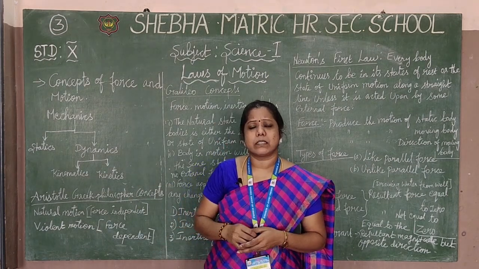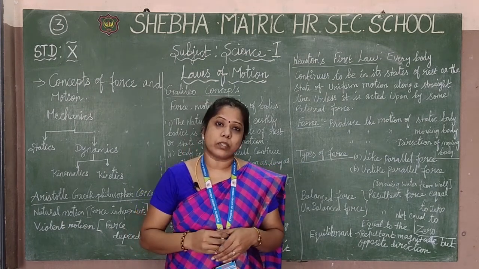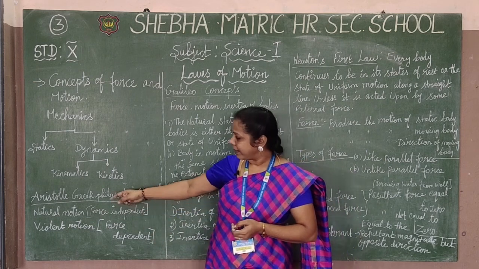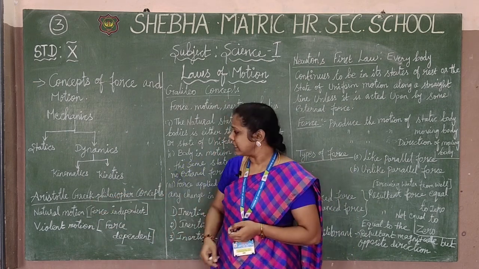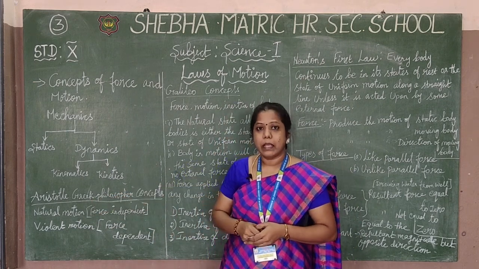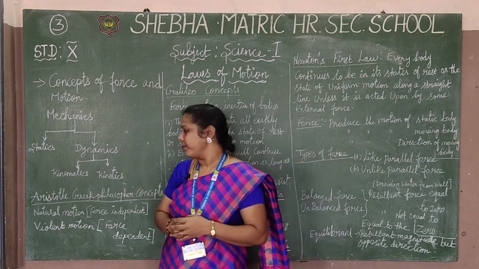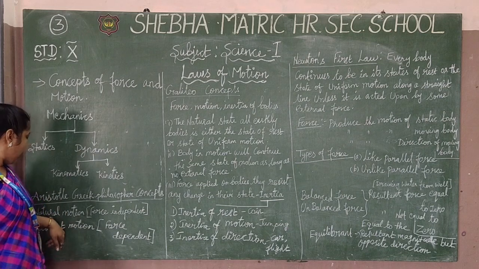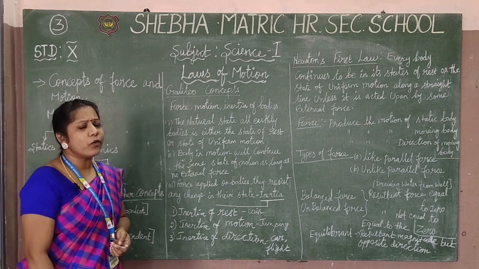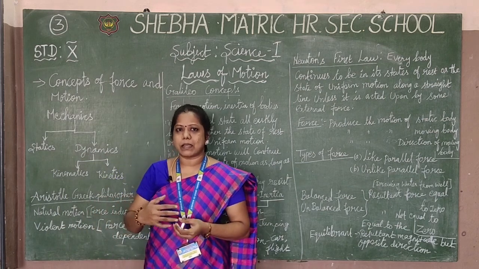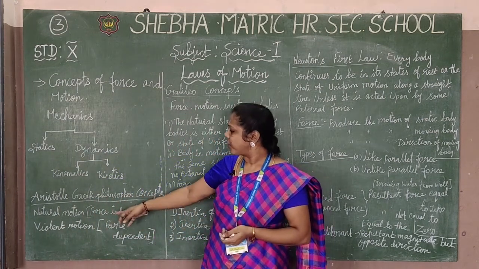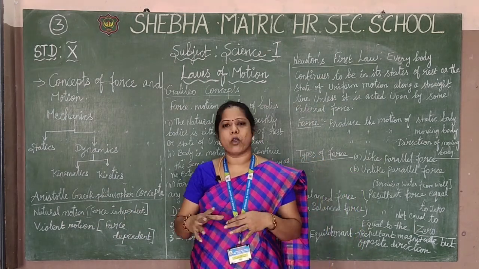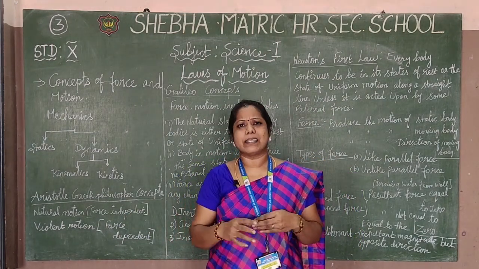Many scientists proposed many things about force. For example, I am going to tell about some scientists' proposals, starting with Aristotle. Aristotle was a great Greek philosopher. He also proposed a beautiful concept of force, that is natural force and violent force. What is the understanding of natural and violent? Natural force is independent of force. Independent means it does not depend on force. It will happen naturally.